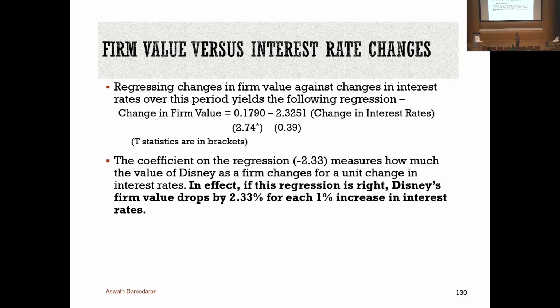I took the change in Disney's firm value on a year-by-year basis and ran a regression against changes in interest rates on a year-by-year basis. I don't want to get too excited. The R squared is terrible. The t-statistic is close to zero. So this is not something I'd take to an analysis and present as is. But to the extent that you run this regression, I'm going to argue that the coefficient on the change in interest rates, minus 2.32, is a measure of the duration of Disney's assets. It sounds like a leap of faith, right?